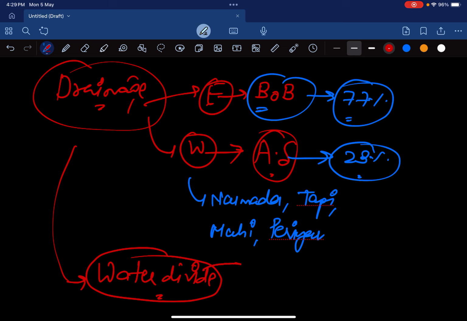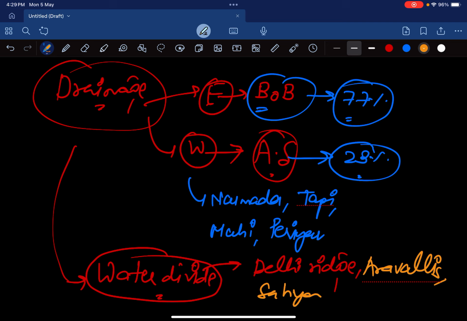So the water divide passes through Delhi Ridge, Aravallis, and the Sahyadris, which is the name of the Western Ghats in Maharashtra. So in general, the whole Western Ghats is covered. So you can say Sahyadris as in the Western Ghats. So three places: Delhi Ridge, Aravallis, and Sahyadris. Now let's look at the river Indus.